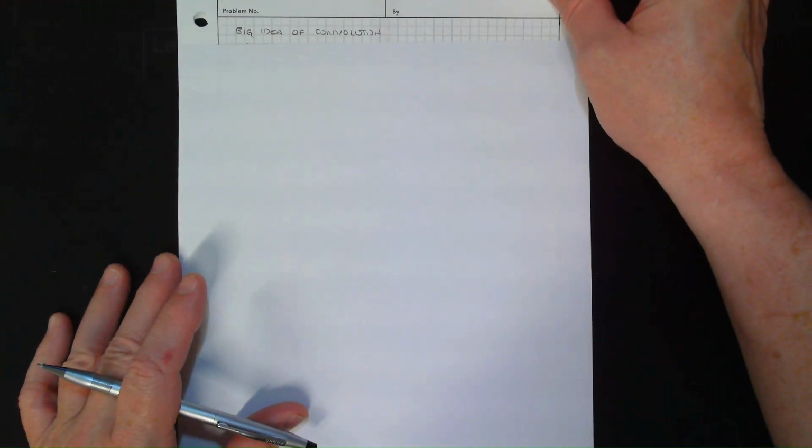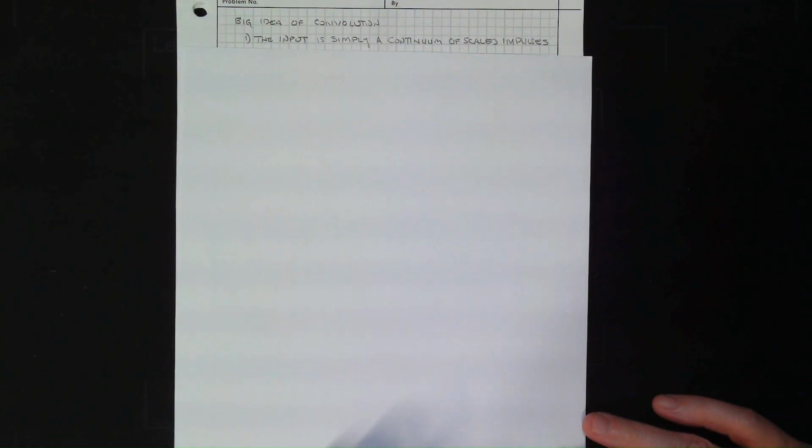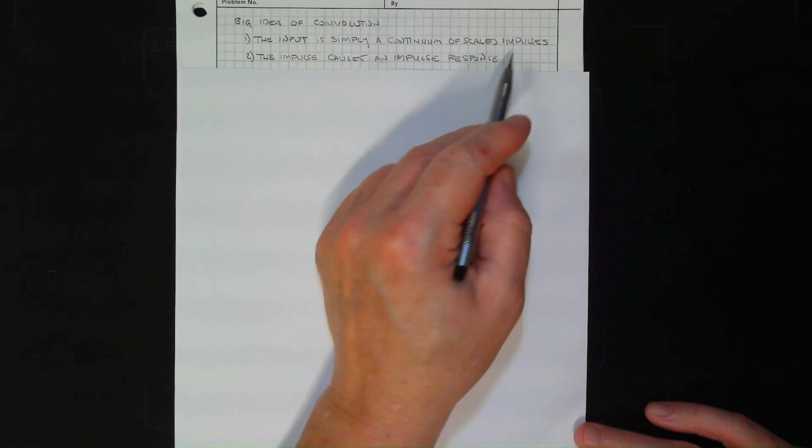So we're going to continue with convolution here. Let's just summarize what we've seen. The input is simply a continuum of scaled impulses. That's the first idea. The impulses cause an impulse response. Each one of these impulses causes an impulse response. And then we add them all up via integration. That's what that convolution equation is doing. And in doing that, we have this flip and slide of the input.